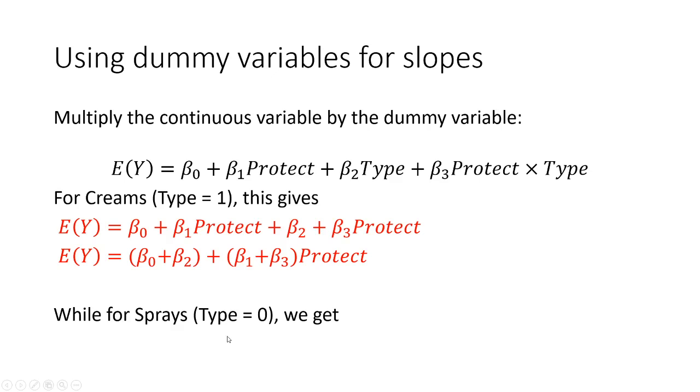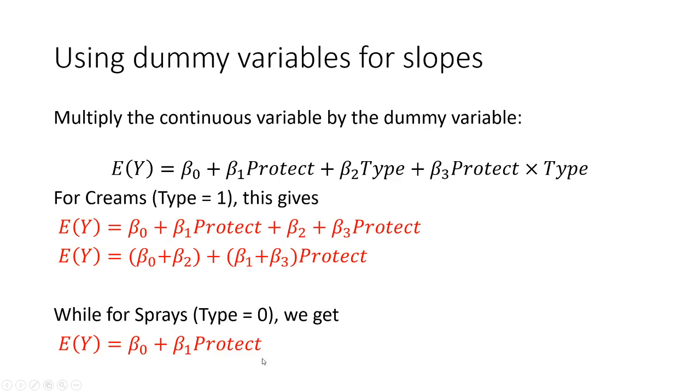For sprays, type equals 0. Type will become 0 in our equation up here. Type equals 0, we'll get rid of that. Type equals 0, we'll get rid of that. And we'll just be left with beta 0 plus beta 1 protect. That is our y-intercept plus our original slope for hours of protection.